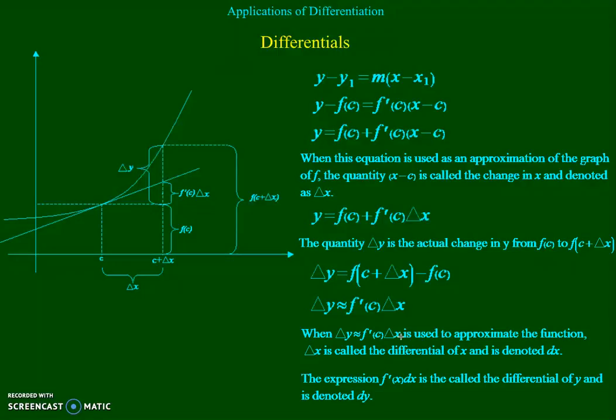So to summarize, when the expression delta y is approximately equal to f prime of c delta x is used to approximate the function, this delta x value is called the differential of x, and we denote that as dx. So this term in the approximation, f prime of c delta x, is transformed into this expression, f prime of x dx, and we call that the differential of y. We denote that whole thing as dy, and that brings us to the definition of a differential.